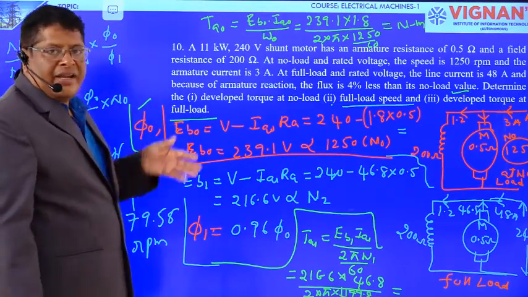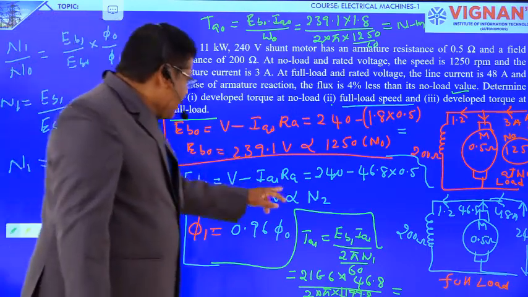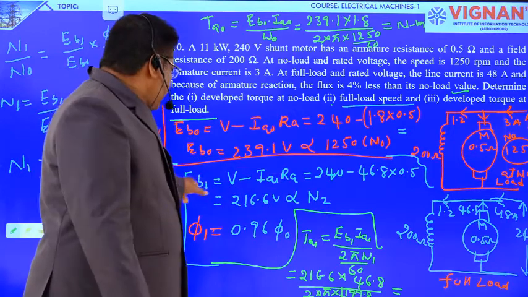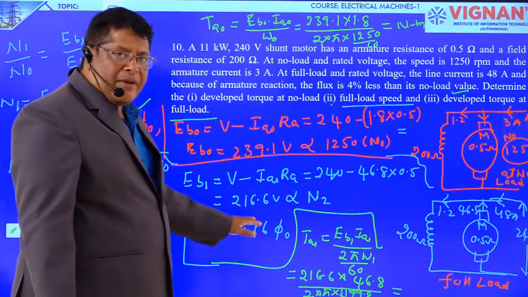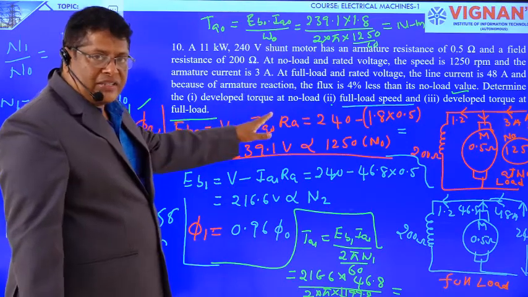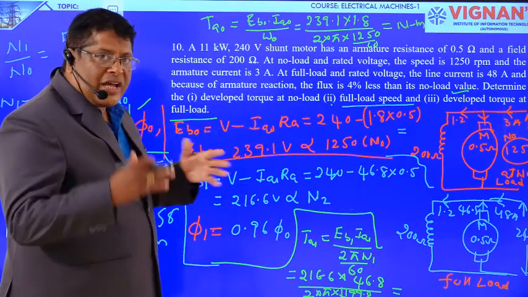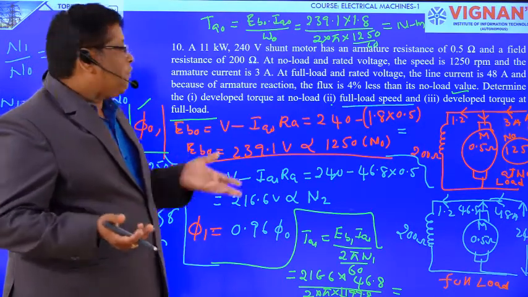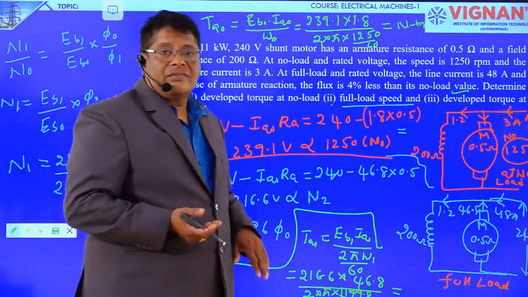Next, at full load we calculated that the motor is taking 48 amperes of current. At full load we calculate the back EMF. From the back EMF, again he has given one more piece of information, the flux at full load. So when the armature current increases, because of the armature current, the flux will also decrease.